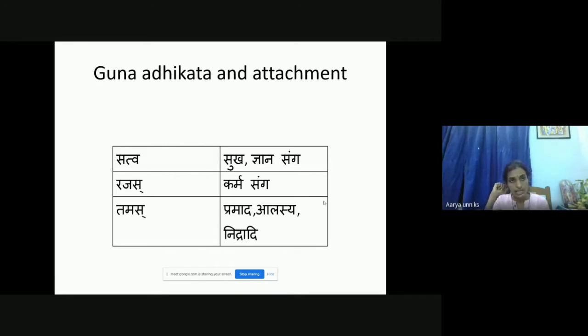And then Bhagavad Gita also says that these gunadhika persons will be attached to certain things. That is, a sattvika purushan will be attached to sukha and jnana. That is, he will be seeking knowledge, and thus he will be seeking sukha also. Rajas has karma sangam. The rajasika person will have to do something or the other. He cannot sit and rest. That is karma sangam. Tamas, the person will be attached to all the negative things, all the lazy kind of things. Pramada, alasya, and nidradi. He'll be lazy. He does not have any karma.